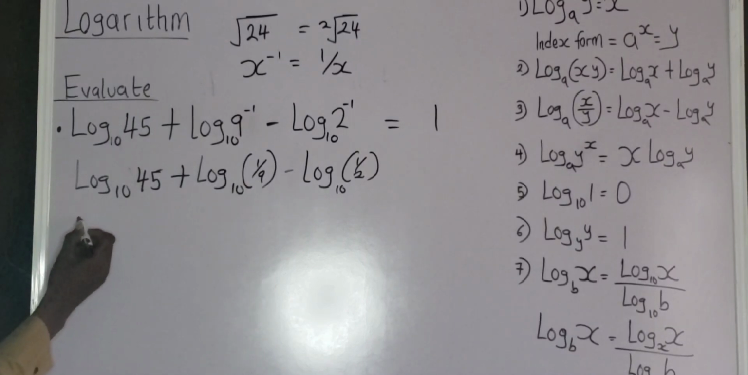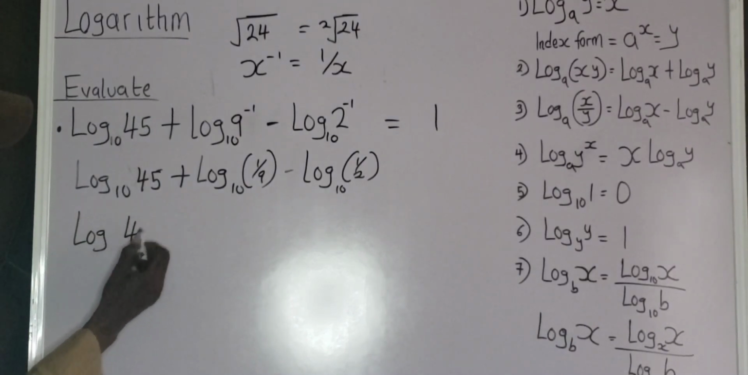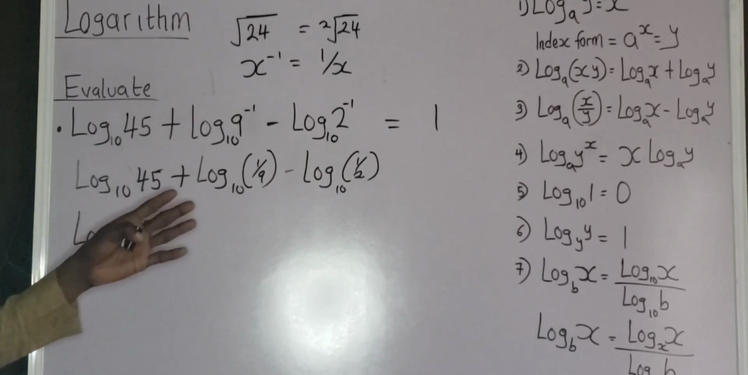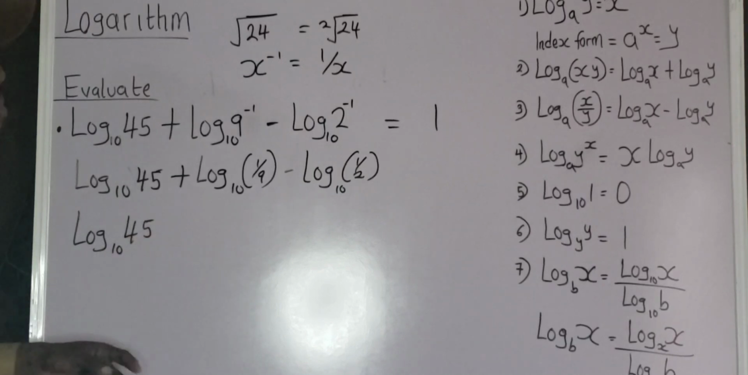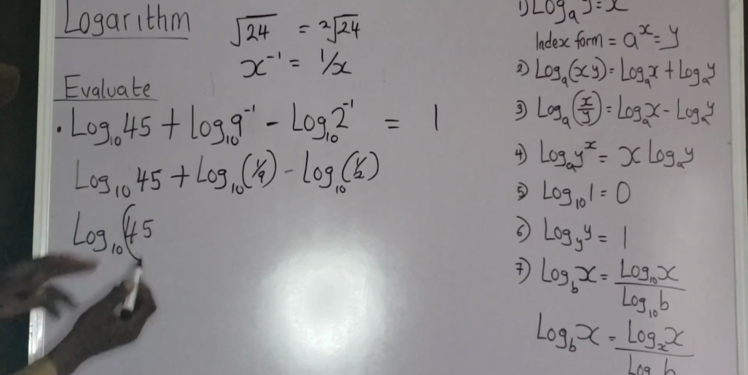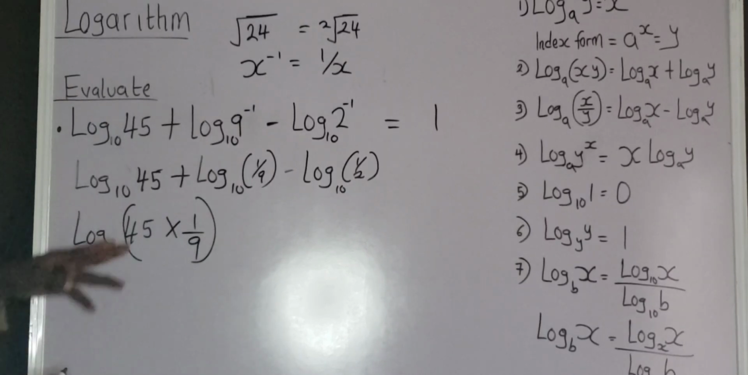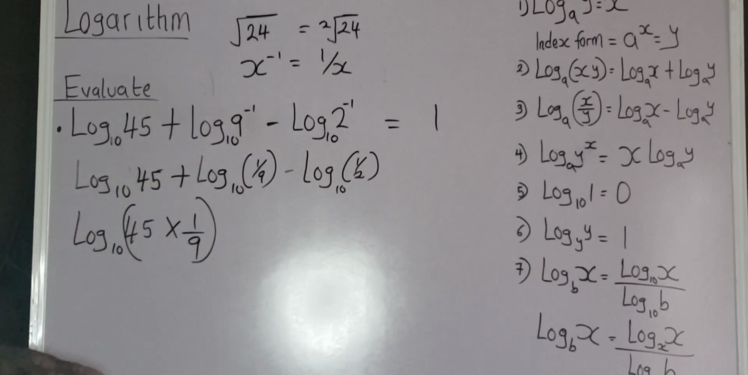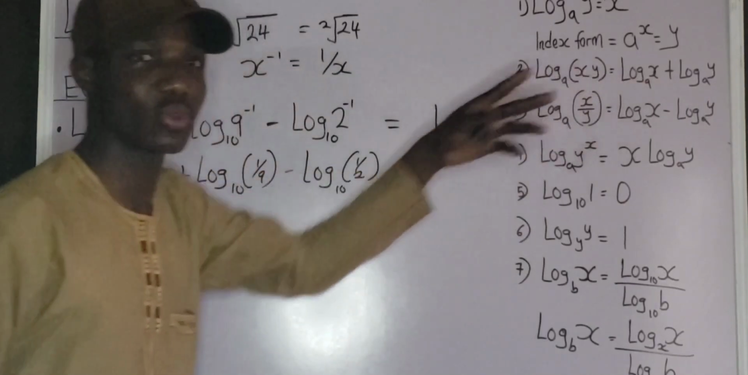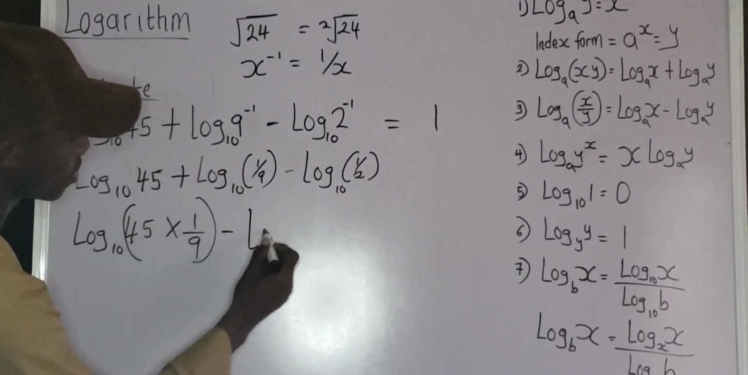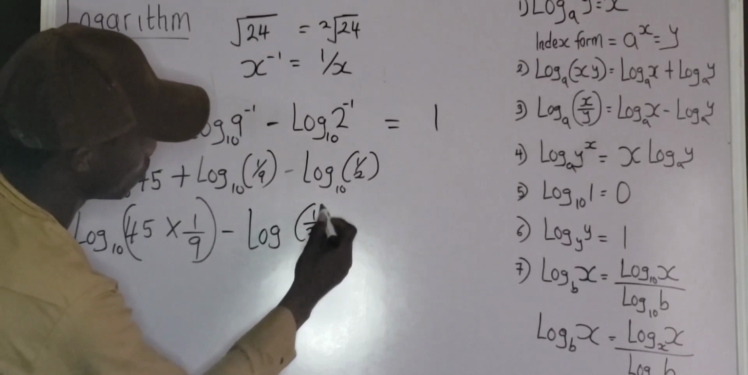Let's proceed. For this, I'm going to have log 45 base 10. According to the law of logarithm, the product of the logs is the sum of the logs. You understand what I'm saying? So for this, I'm going to have log 45 multiplied by 1 over 9. Do you understand how I got that? Because I have an addition sign. The sum of the logs is the product of the logs. So for this, minus log 1 over 2 base 10.